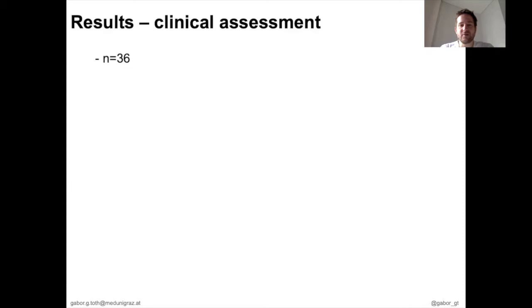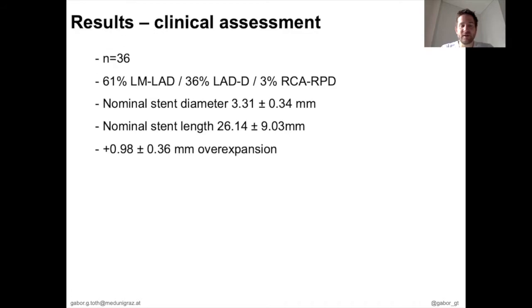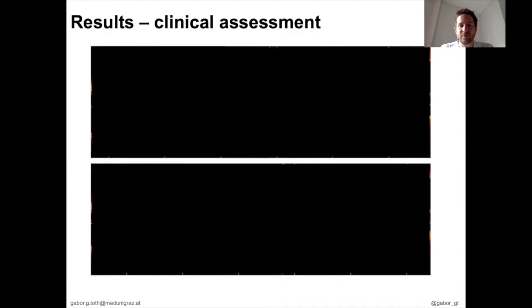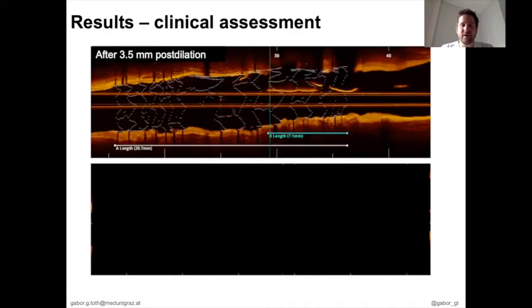In total, we had 36 cases, mainly in left main or in LAD diagonal bifurcation, with a nominal stent diameter of 3.3. These stents were on average post-dilated or potted with +1 mm. And I would like to show you first a typical case from our cohort. The patient with LAD diagonal bifurcation. Here the wire demonstrates, as well as the 2 keys line, where the proximal main branch ends.